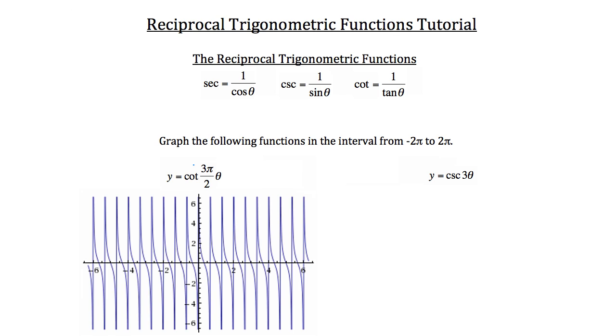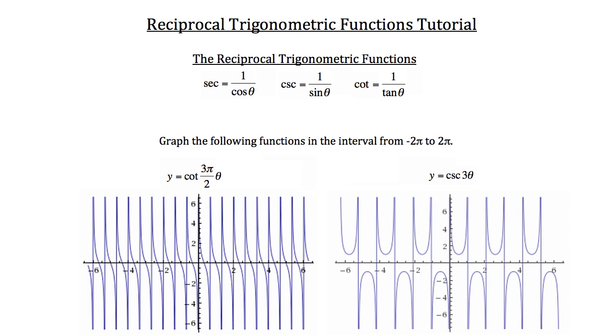So if you were to enter the problem over here on the right, y is equal to cosecant 3 times theta, how do you think you'd enter it into your calculator? Well, you'd have to do 1 divided by sine of 3 times x. Remember, theta is going to represent x, and to make a cosecant, we need to do 1 over sine. So what you'll see is your standard cosecant graph here.